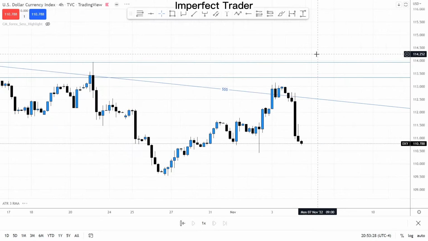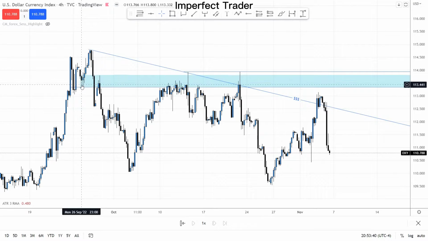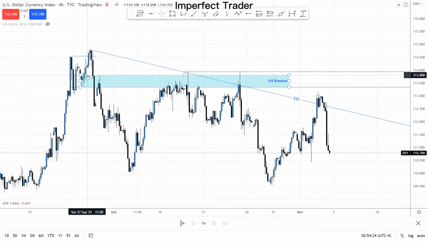Now zoom into 4 hour. We have a breaker right here. A flat down candle before price takes out this high. So for me, this one is a breaker. The 4 hour breaker, you see.